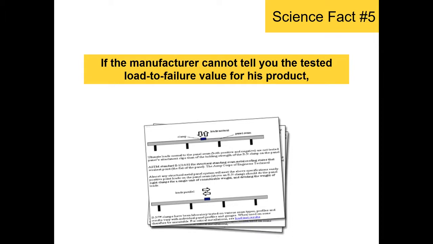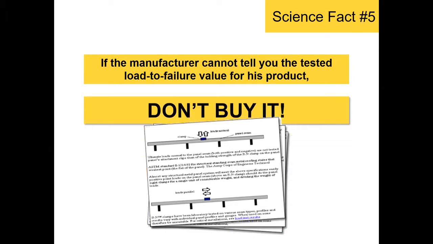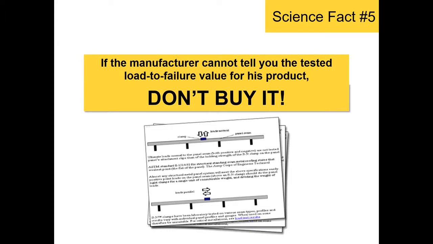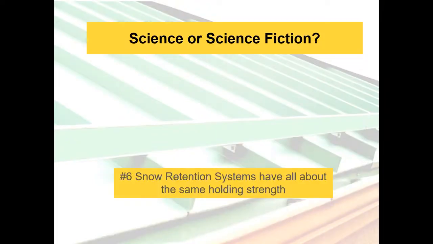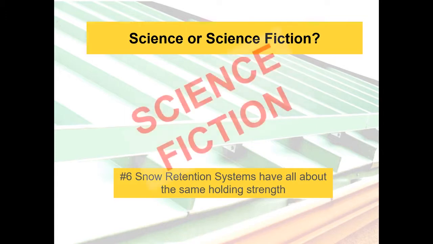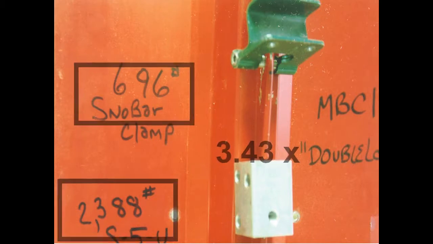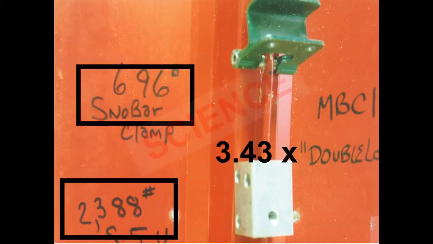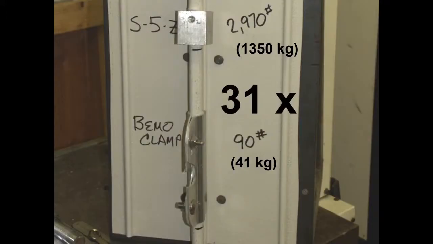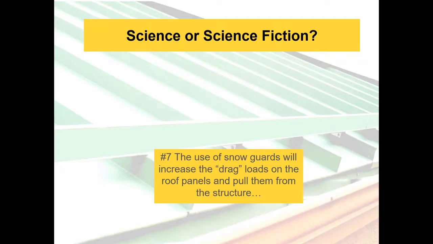If the manufacturer can't tell you the tested load to failure value for his product, I wouldn't buy it. I mean, there are a lot of untested products out there on the marketplace. For me, you're disqualified. If you haven't done this testing, then how do I do the math to know how many of your parts I should use on my roof? You can't do it. You have nowhere to go. Okay. Snow retention systems all have about the same holding strength. That's a big quack. You saw these slides earlier.